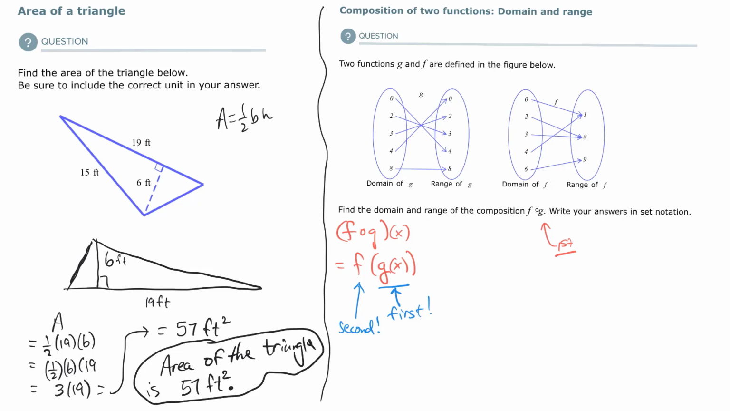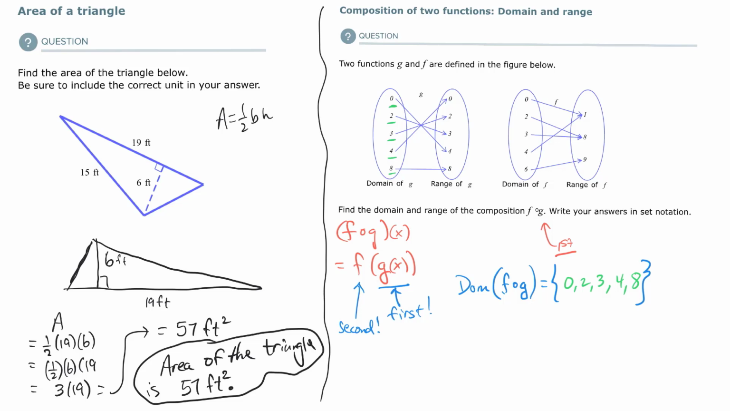Domain of f composed with g. Let's write the set. The domain, I use a little bit of advanced notation. The domain of f composed with g, I need to write a set. It's not difficult. We just have to write these particular numbers over here. Those numbers are going to be part of the domain. So 0, 2, 3, 4, and 8. That is the domain.